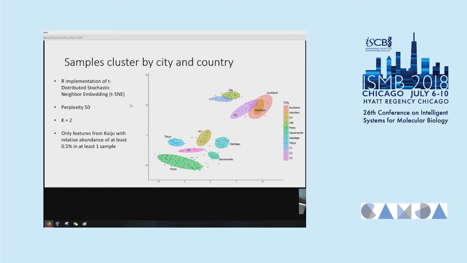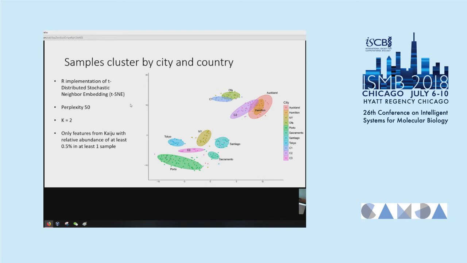C1, C2, and C3 are the mystery cities that were provided as part of the second part of the challenge, I should say. I'll come back to those in a bit. What we can really see here is that the samples cluster nicely and discretely by city, and that Kaiju features do seem to be able to discriminate them.